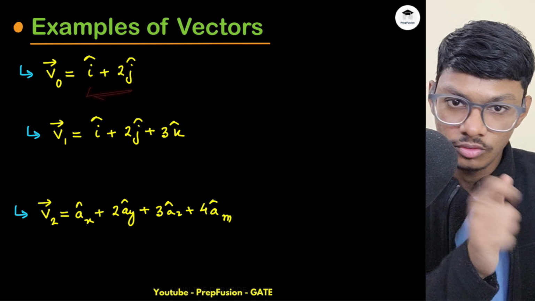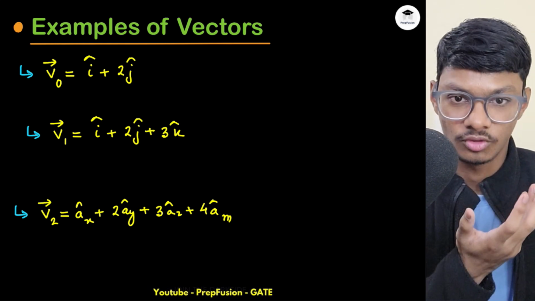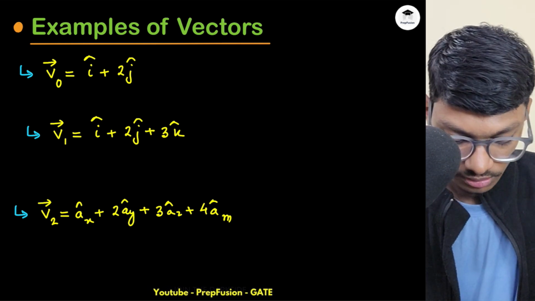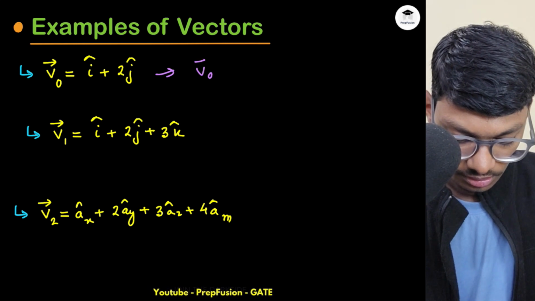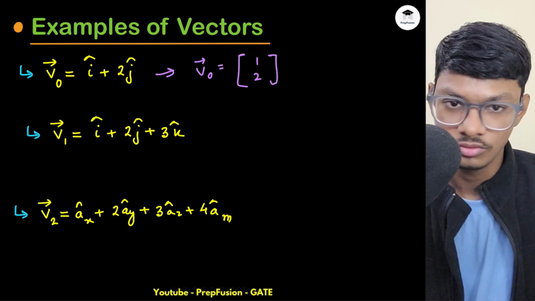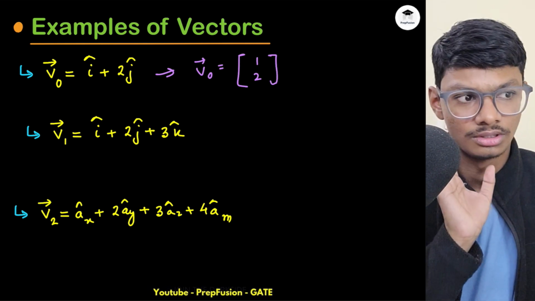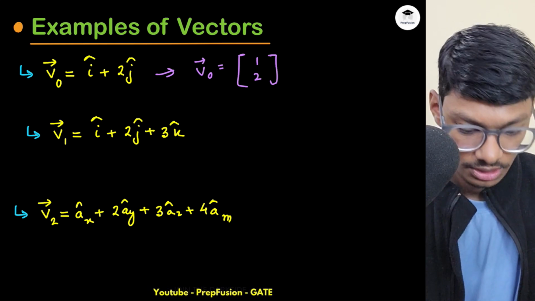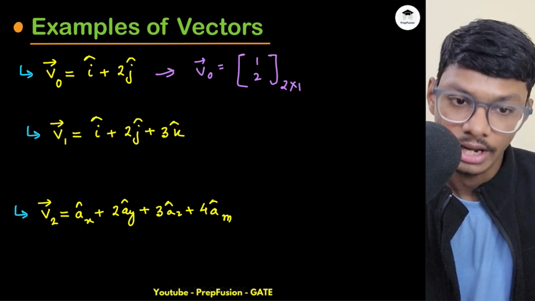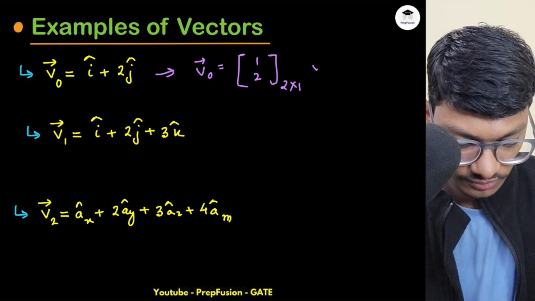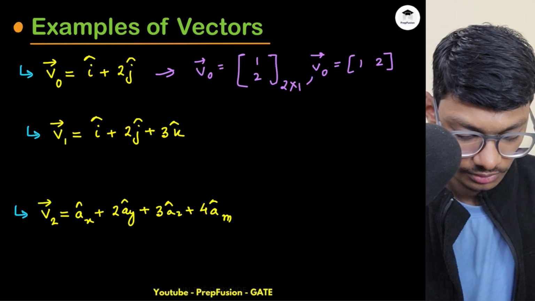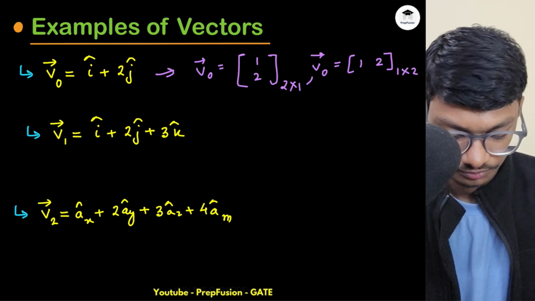So here this is v naught equals i cap plus 2 j cap. This is in the physics format, whatever we used to write in physics. Now if I want to write this in the matrix format, I can write it either as a column or a row. We just have to take the transpose, as I said in the first few lectures. The order of the column form is 2 cross 1. Then I can also write this in the row matrix format, which will be 1 cross 2.